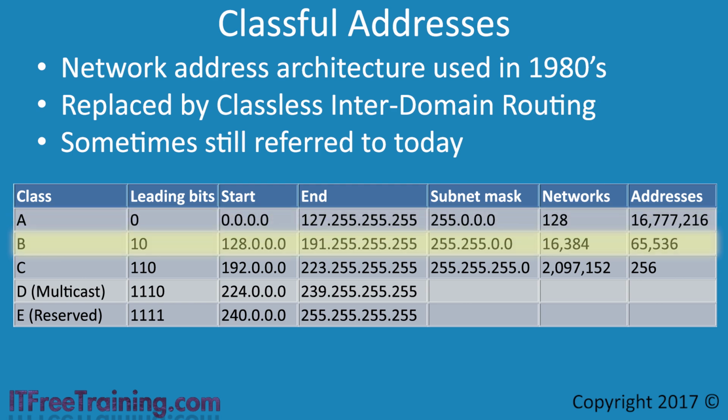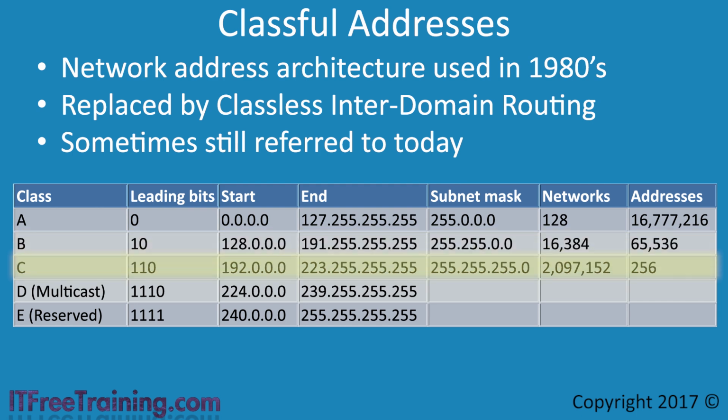The next class is Class B. Any IP address starting with the bits 10 is a Class B address. This means that 128.0.0.0 all the way to 191.255.255.255 is a Class B address. This gave over 16,000 networks with over 65,000 addresses per network. This is still a large number of addresses per network. However, in a moment, we will see how this can be reduced to make better use of the address space.